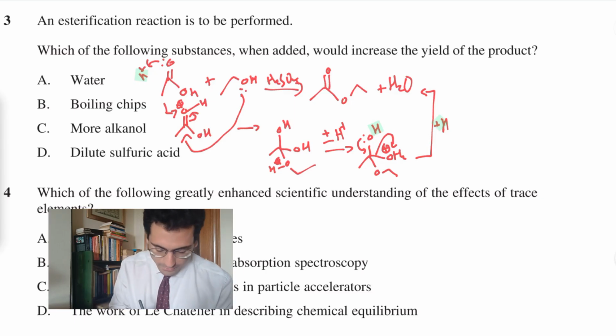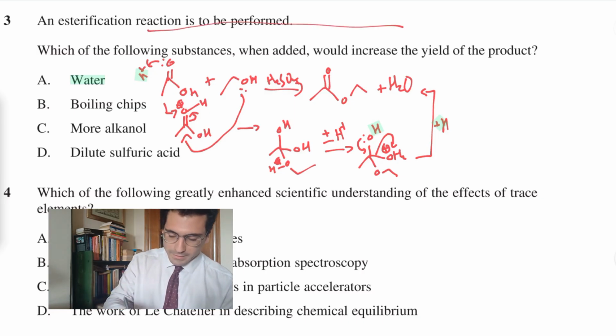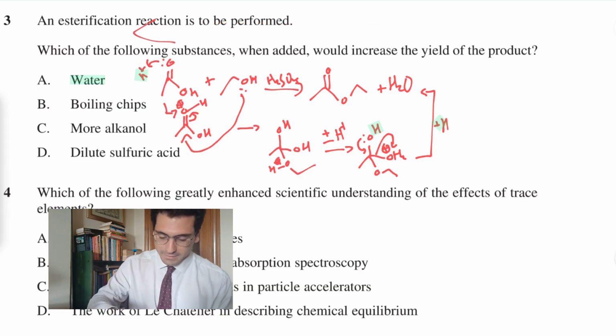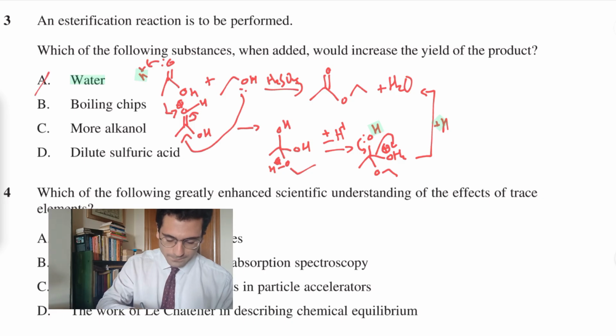We need more information though. So water, what would water do? Well, following Le Chatelier's principle, water being on the product side would increase the concentration of the reagents, which are on the left-hand side rather, which does the exact opposite of increase our yield. In fact, it decreases our yield, so it cannot be water.